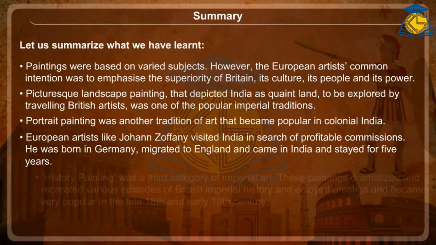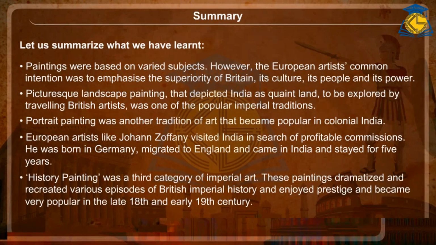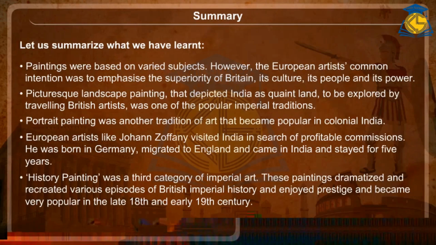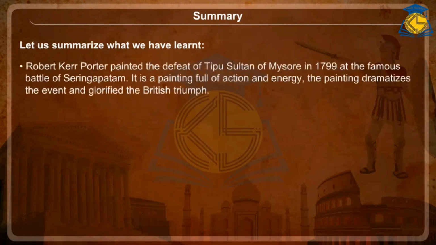History painting was a third category of imperial art. These paintings dramatized and recreated various episodes of British imperial history, enjoyed prestige, and became very popular in the late 18th and early 19th century. Robert Kerr Porter painted the defeat of Tipu Sultan of Mysore in 1799 at the famous Battle of Seringapatam. It is a painting full of action and energy. The painting dramatizes the event and glorifies the British triumph.